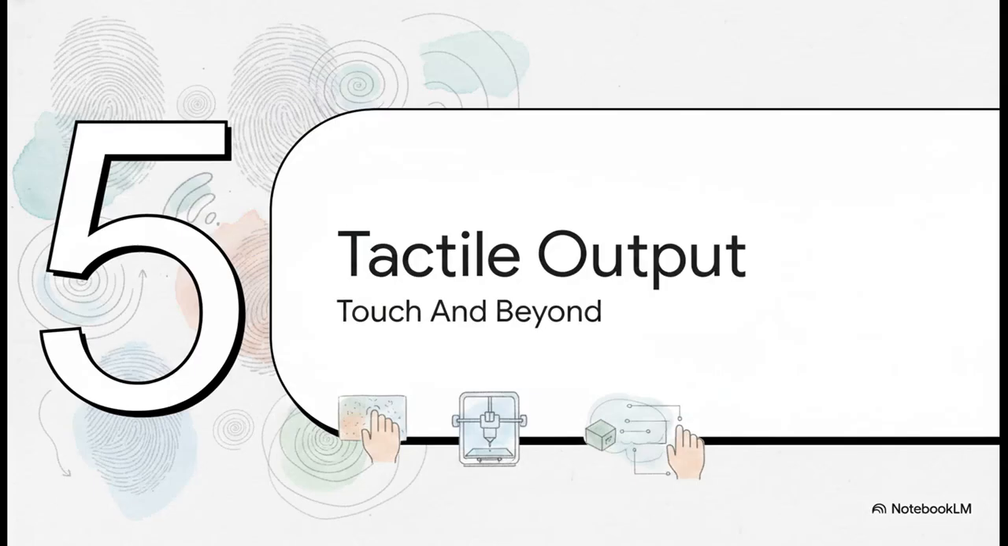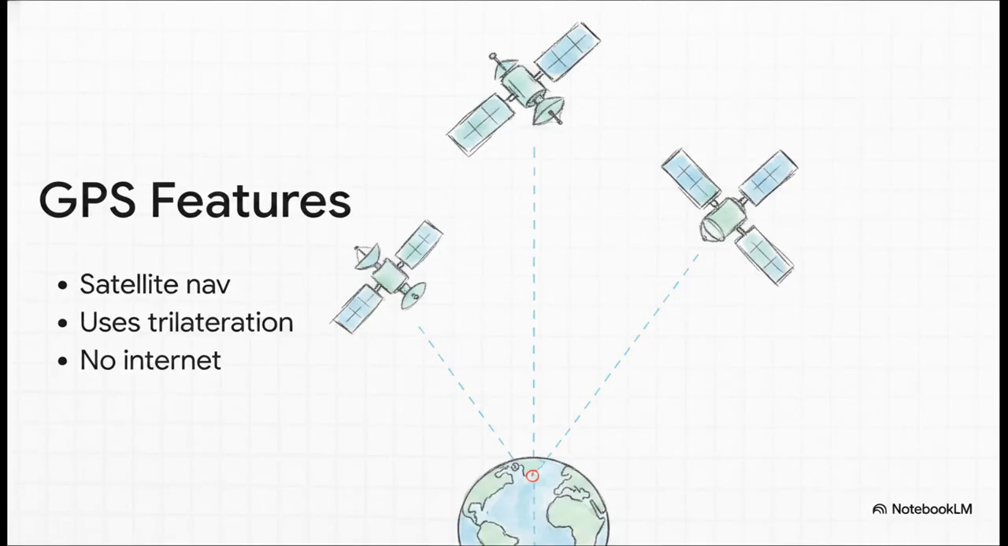Moving into our physical senses, Section 5, Tactile Output, Touch and Beyond. You might not immediately think of GPS as an output device, but it absolutely is. It brilliantly translates invisible satellite radio signals and mathematical trilateration into your exact physical location.